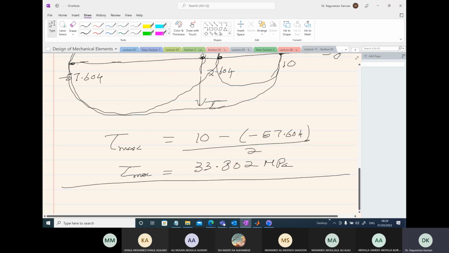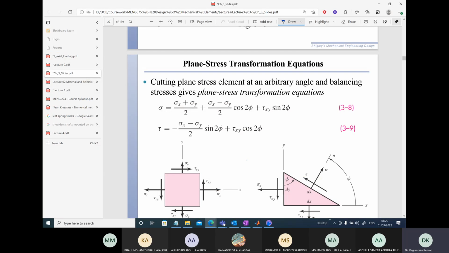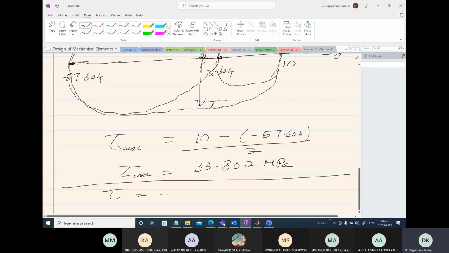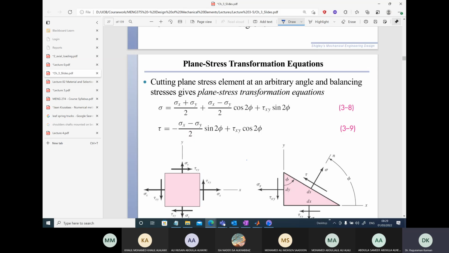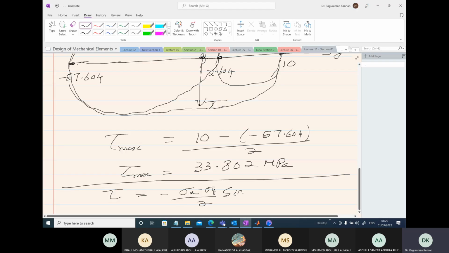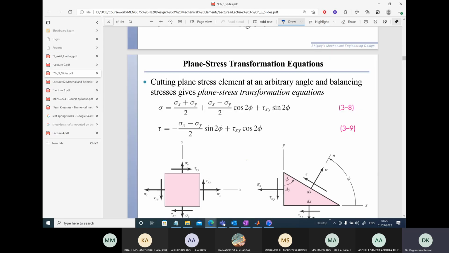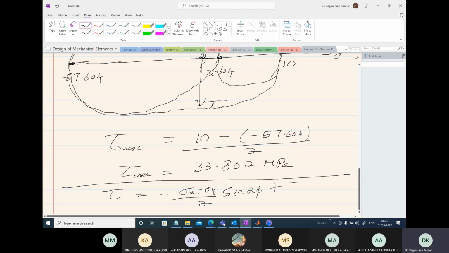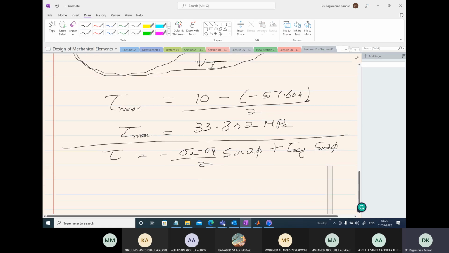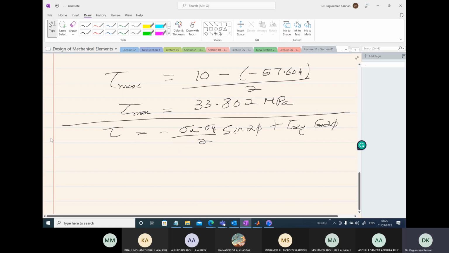So let's do that. I'm going to write the equation for tau: negative sigma x minus sigma y over 2 sine 2 phi, then plus tau xy cosine 2 phi. I want the maximum shear stress direction. I have to differentiate and then equate it to 0. Then tau becomes maximum. Differentiate with respect to what? Phi, angle phi.